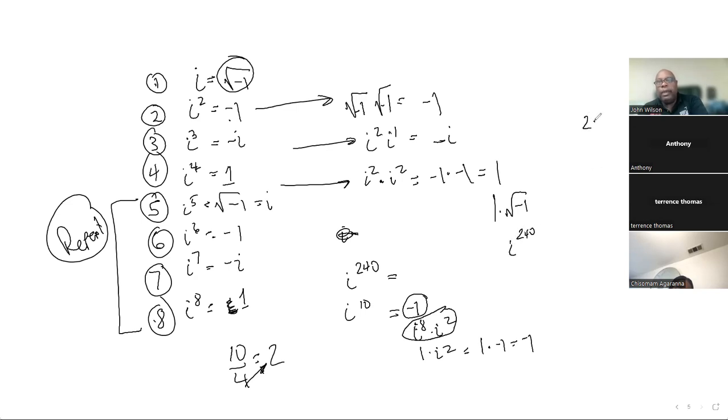All right, let's look at i to the 240th power. 240 divided by 4 is a whole number, 60. So it's a multiple of 4, and that's where my answer is. The answer is 1. And if it had been i to the 241, the answer would be the next one, which is i. So you look for that multiple of 4.